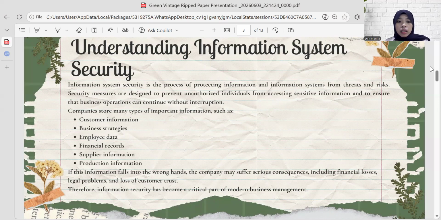In this case, we also mention that if the information falls into the wrong hands, the company may suffer serious consequences, including financial loss, legal problems, and loss of customers' trust. Therefore, information security has become a critical part of modern business management. So this is about understanding information system security. We move to the next part.